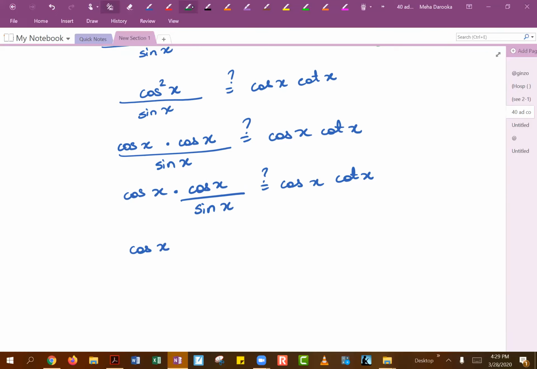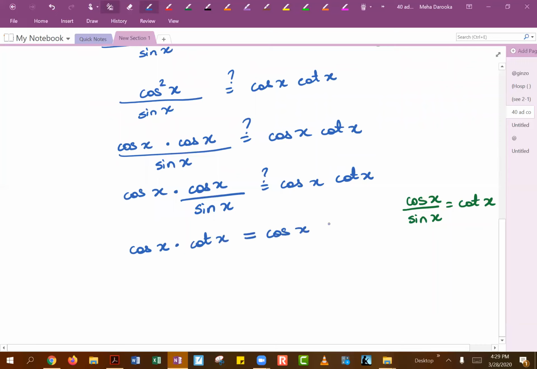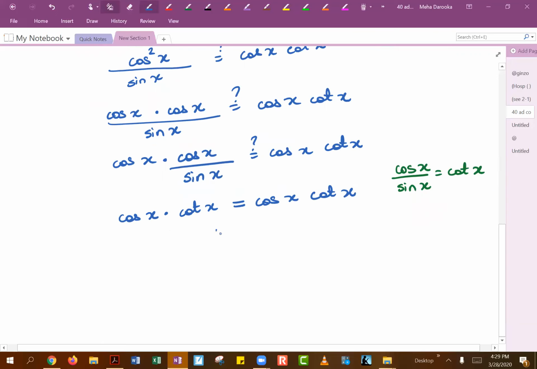And then using our quotient identity again, you should remember cosine of x over sine of x is equal to cotangent of x. So the second part will now become cotangent of x, and we have verified that our left-hand side is equal to our right-hand side.